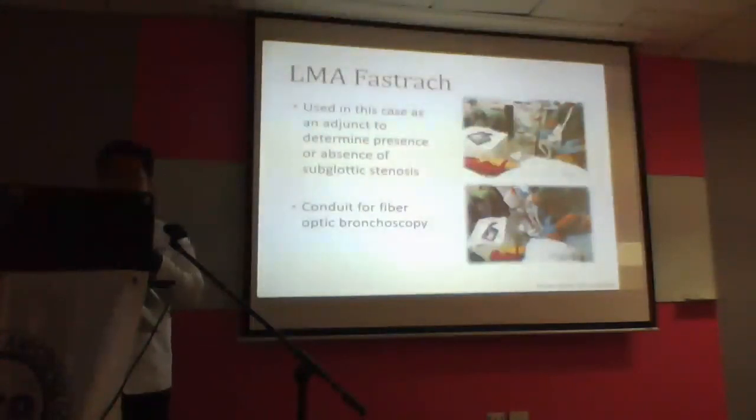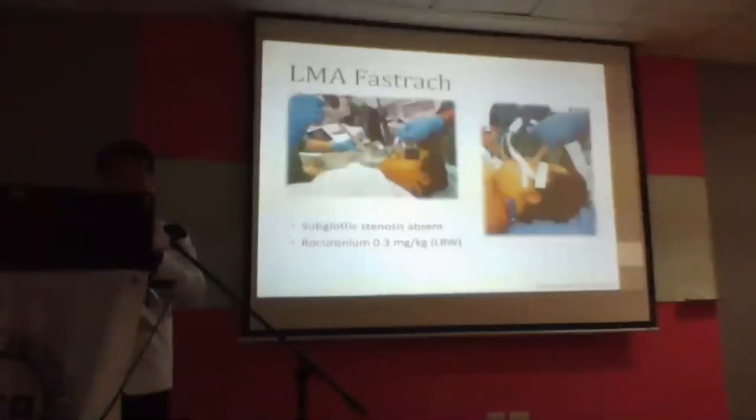After ensuring adequate depth of anesthesia, we inserted an LMA Fastrach. The LMA Fastrach was used both to secure the airway and subsequently as a conduit for fiber optic bronchoscopy in our investigation for subglottic stenosis. After confirmation of the absence of subglottic stenosis, we deemed that an endotracheal tube size 7.0 would fit. This was confirmed by a bronchoscope through the LMA Fastrach, after which the patient was then paralyzed with rocuronium 0.3 milligrams per kilogram.